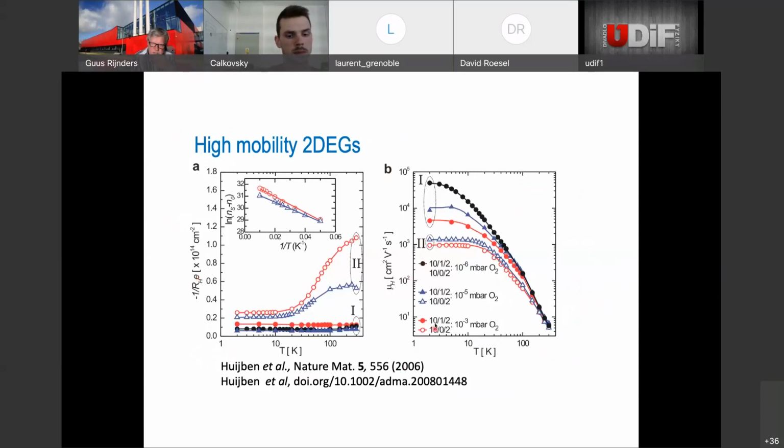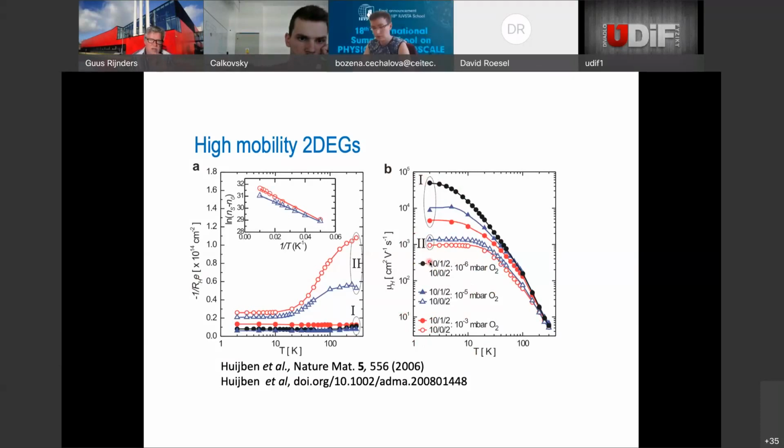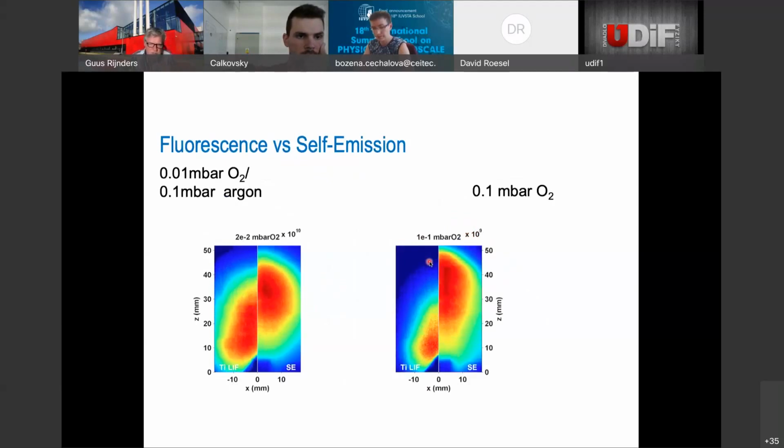Without going into too much detail, these are two-dimensional electron gases. Here are the mobilities of the electron gas. The takeaway message from this picture is only that you can see the background gas during the deposition, ranging from 10^-3 to 10^-6 millibar, and clearly you influence the properties of these materials. This is very clearly seen in these two-dimensional electron gases, but in principle you can see that in every deposited material. So we did quite a lot of work on understanding this process.